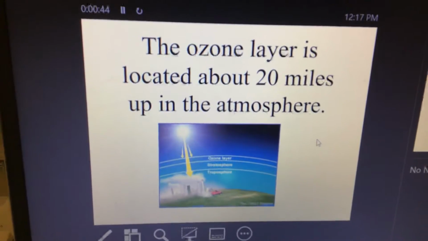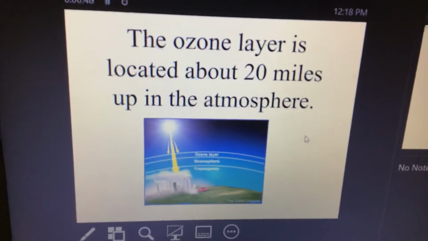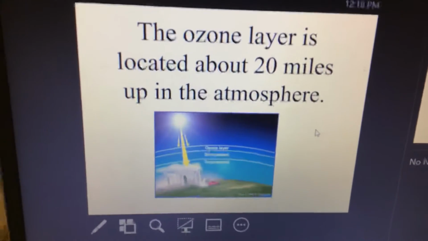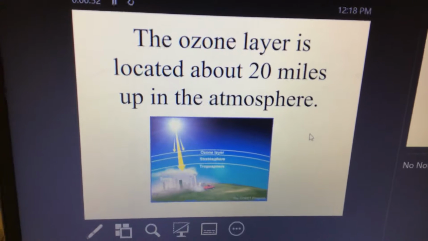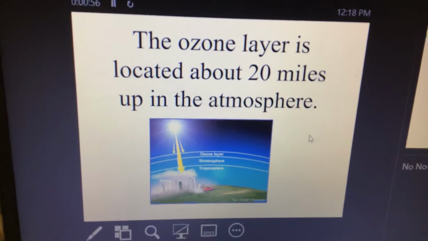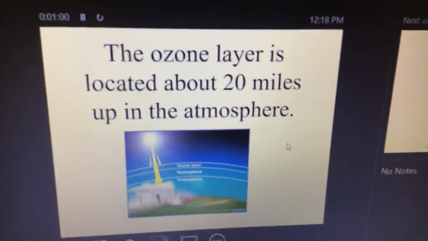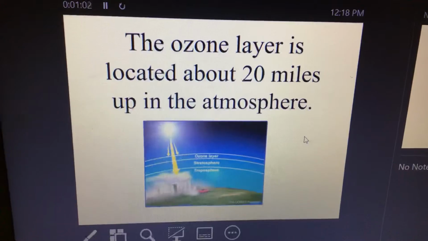The ozone layer is located about 20 miles up in the atmosphere. This is in the stratosphere. Remember, troposphere is the layer closest to the Earth. Then we have the stratosphere. That's where the ozone layer is going to be found, about 20 miles up.